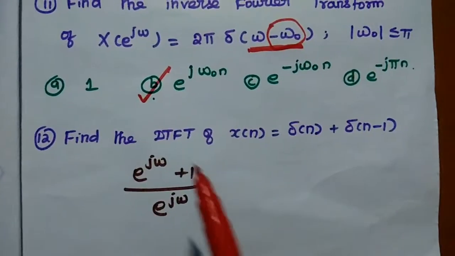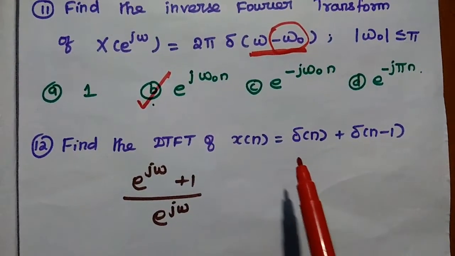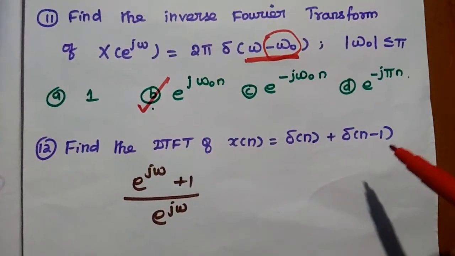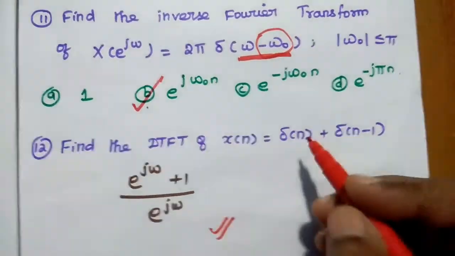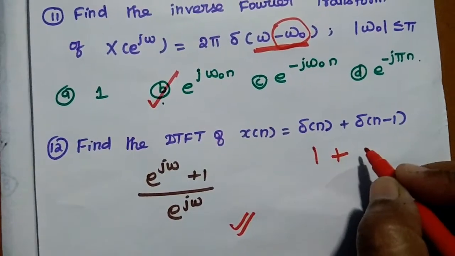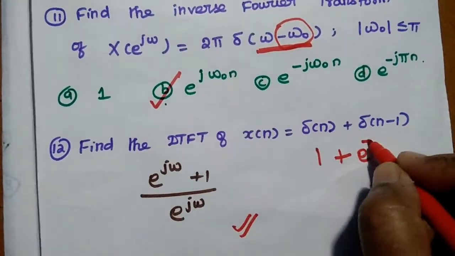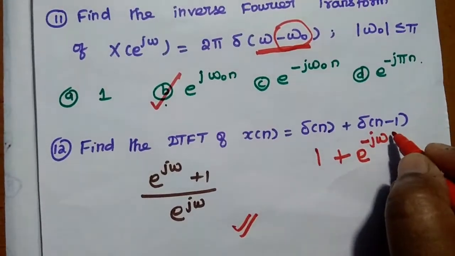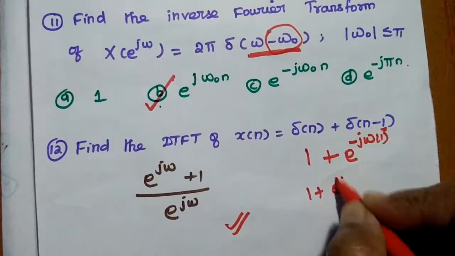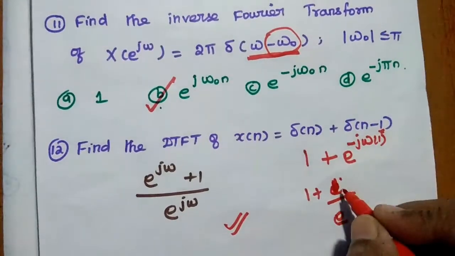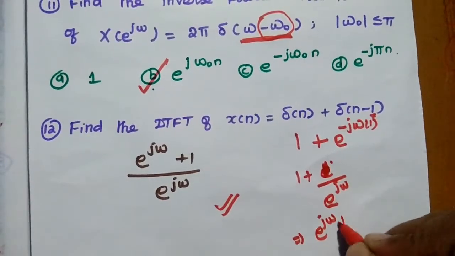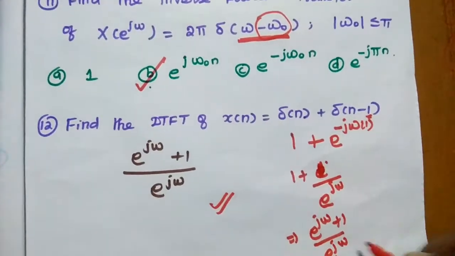So next one is, find the DTFT of x of n is equal to del of n plus del of n minus 1. So this is the answer for this. Here del of n means 1, plus del of n minus 1. Del of n minus 1 means e power minus j omega. So 1 plus e power minus j omega can be written with e power j omega in the denominator. So we can write e power j omega plus 1 divided by e power j omega. This is the answer.